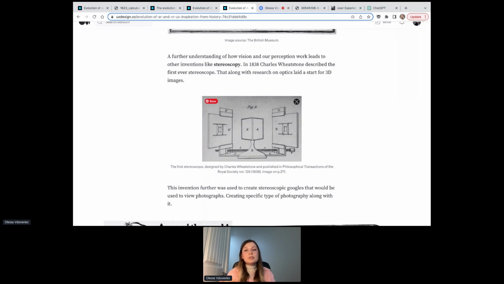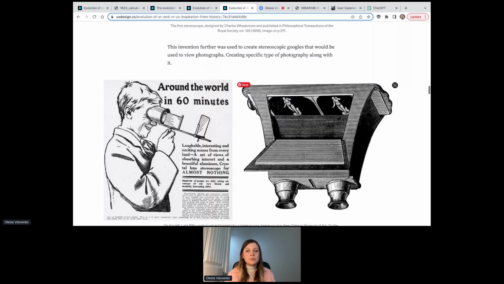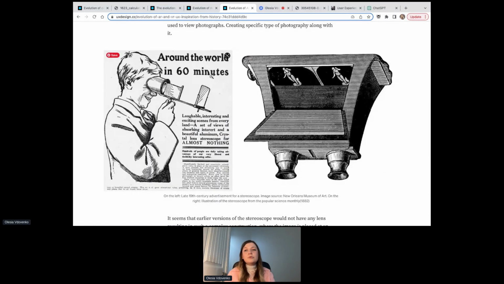And that would be used in goggles like these ones that are for viewing 3D images, like feeling immersed in some world that doesn't exist there, right? And so here you can see clear connection to VR and AR.